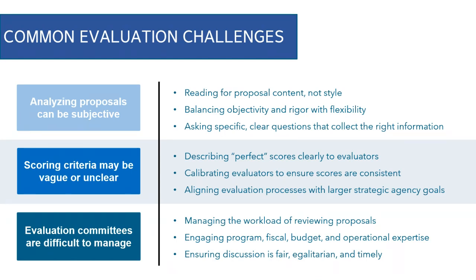A second big category here is that your scoring criteria can often be vague or unclear. Big categories like organizational qualifications don't always allow you to hone in on the specifics of what you're reading for in each of the proposals. Describing a perfect score clearly to your evaluators can be challenging, because you don't always know when you're setting forward in the RFP process exactly what it is you want to see from proposers, and you may actually want to learn more and remain open to many different types of proposers with many different types of approaches to the program that you're procuring for.